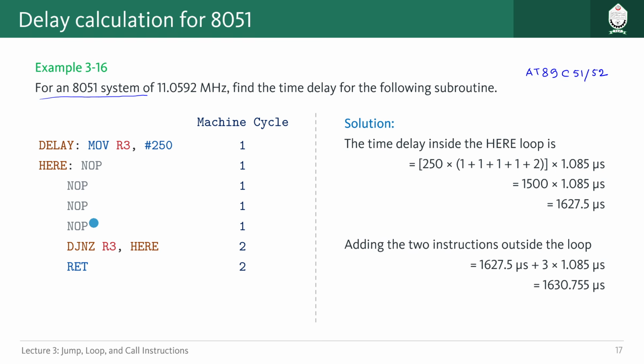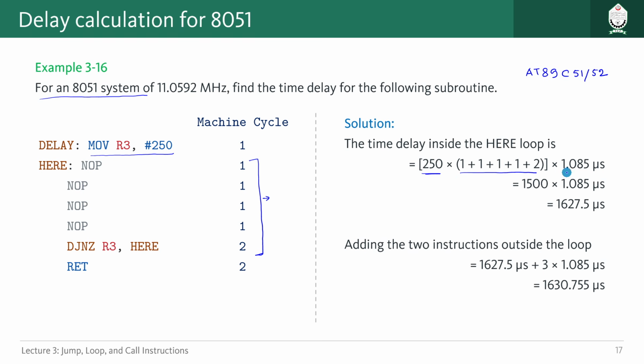So what is happening here: our loop is from here to here, right? Whenever you initially load R3 with 250, after that this loop will be executed 250 times, and in this portion we have 1 plus 1 plus 1 plus 1 plus 2. This many machine cycles are needed if the loop is executed once, and it will be executed 250 times, so we multiply with 250. That gets us the total number of machine cycles inside of the loop.